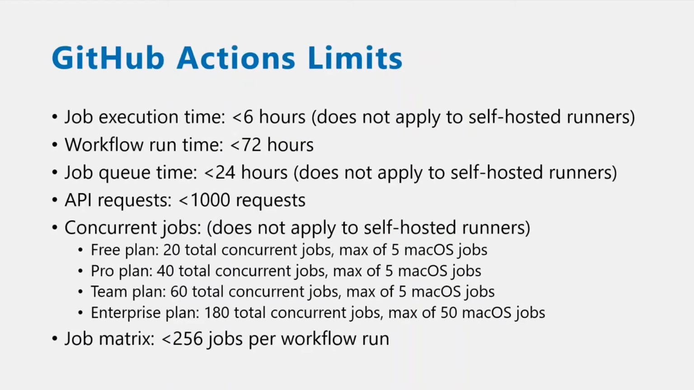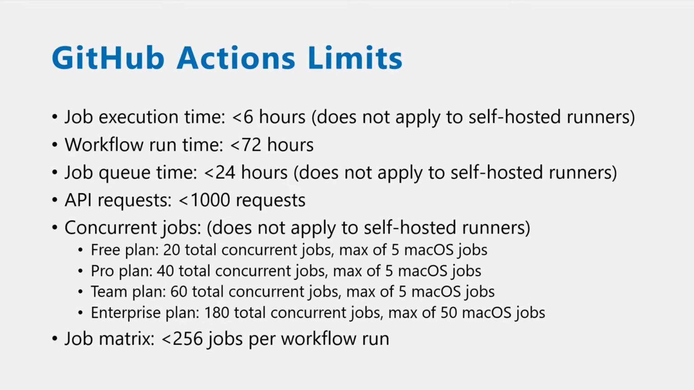So I'm not going to bore you with a bunch of limitations about GitHub Actions, but I'll give you a couple of overview points. There are limitations on the job execution time: it has to be less than 6 hours if you're running on a GitHub hosted runner. If you're running your own self-hosted runner, that limit doesn't apply to you, but overall the entire workflow has to run within 72 hours. There are also API requests and job queue times.